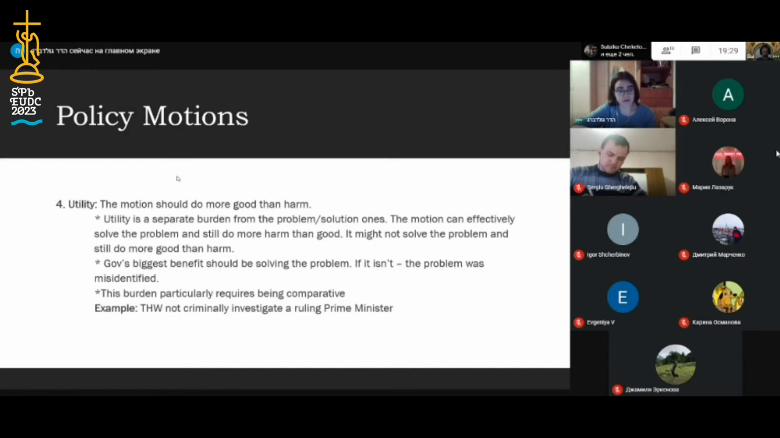In the motion, this house would not criminally investigate a ruling prime minister. Who can tell me what you think are the benefits prop will argue and the harms op will argue, and how could we possibly weigh between them?